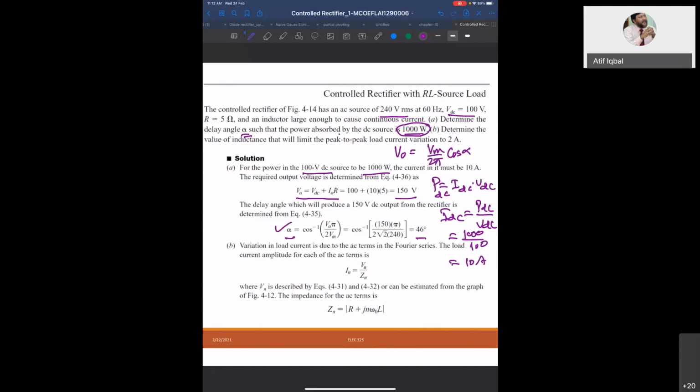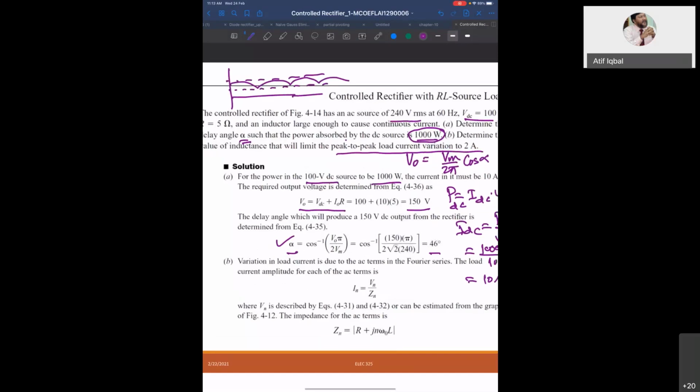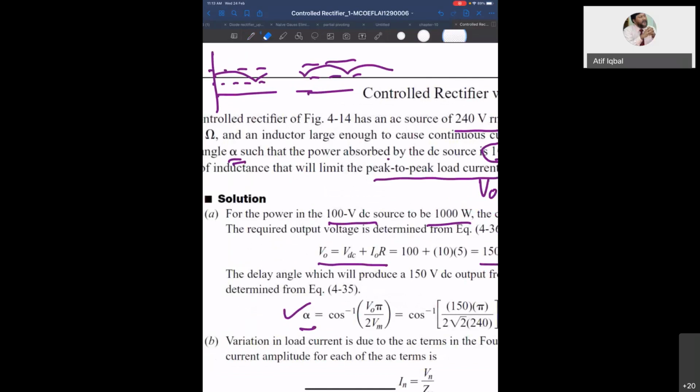In our next part, it says to determine the value of inductance that will limit the peak to peak load current variations to 2 ampere. So what is peak to peak load current variation? You see, the load current is like this. And what is the peak to peak current ripple? This is your minimum and this is the maximum. So this is the peak to peak ripple current.